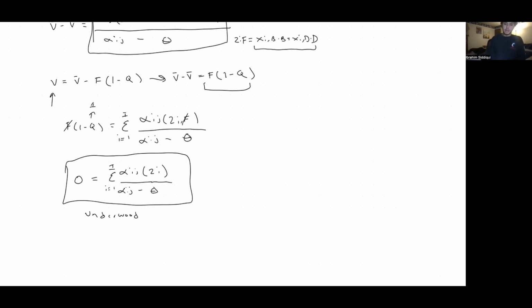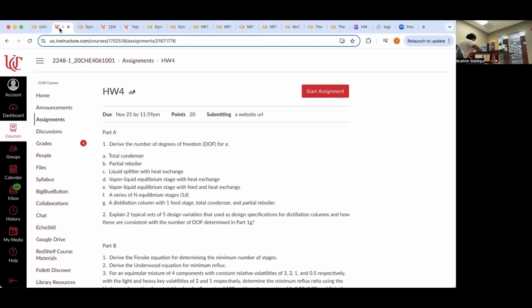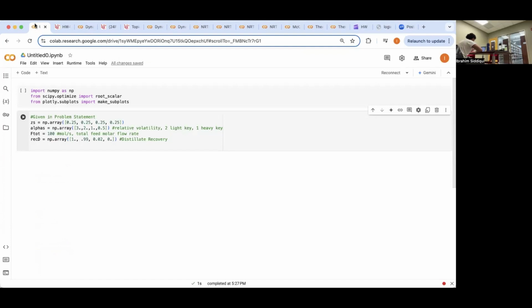All right, so we're going to go ahead and move on to our Colab and code this. Okay, so we are starting the last part of homework 4. Of course, we're going to start by importing some things such as NumPy, our root_scalar, and our make_subplots. As well as that, we also have the given from our problem statement.